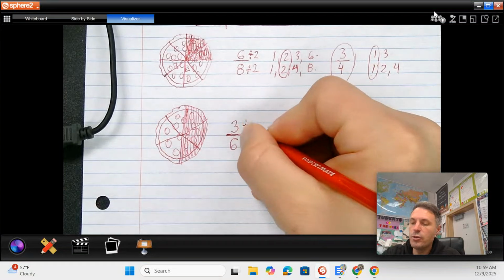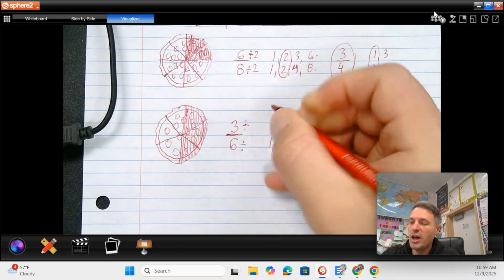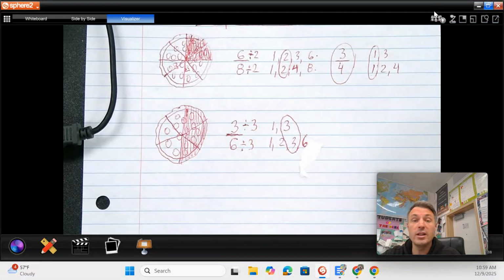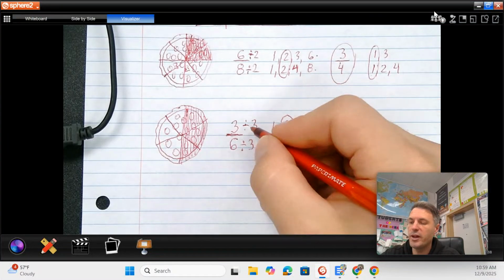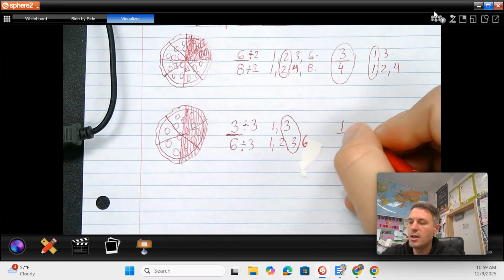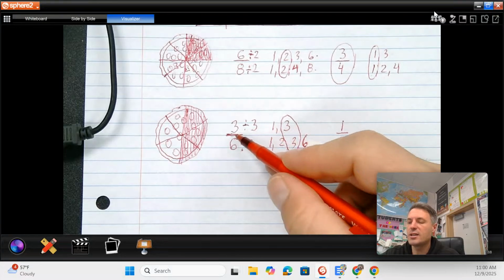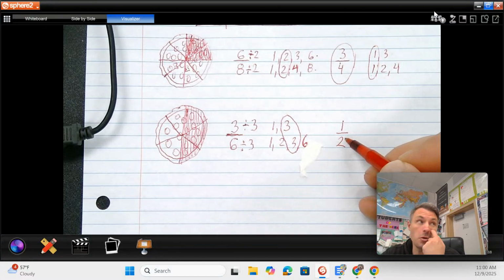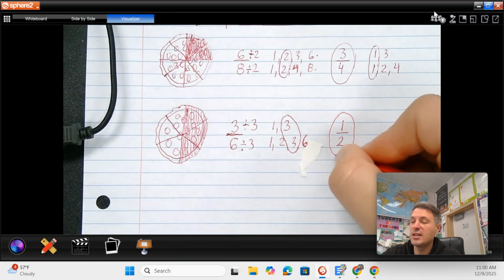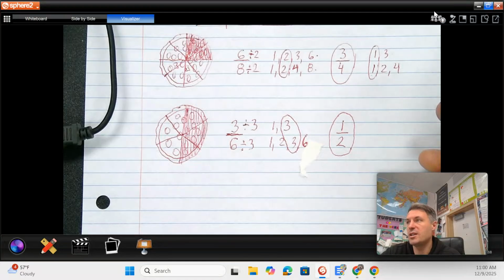What do we do with that greatest common factor once we find it? We divide the numerator and the denominator by that greatest common factor. And 3 divided by 3 is 1, and 6 divided by 3 is 2. So 3/6 and 1/2, those both show the exact same value, but 1/2 is in simplest form and 3/6 isn't.